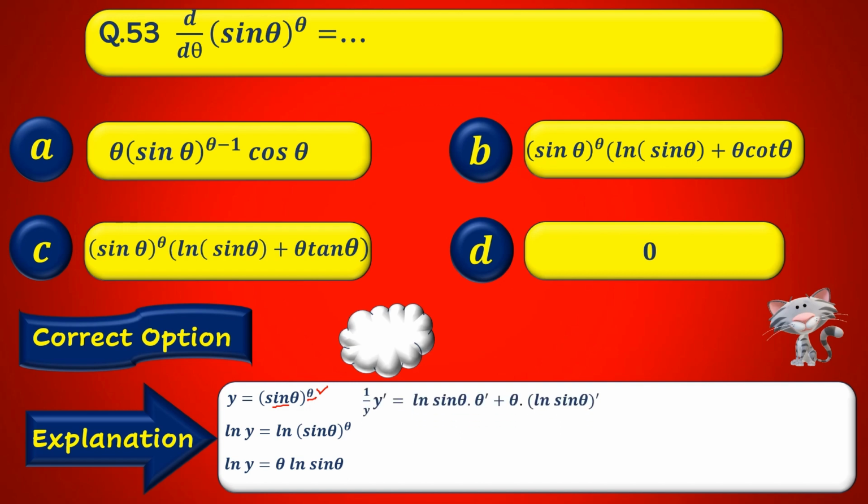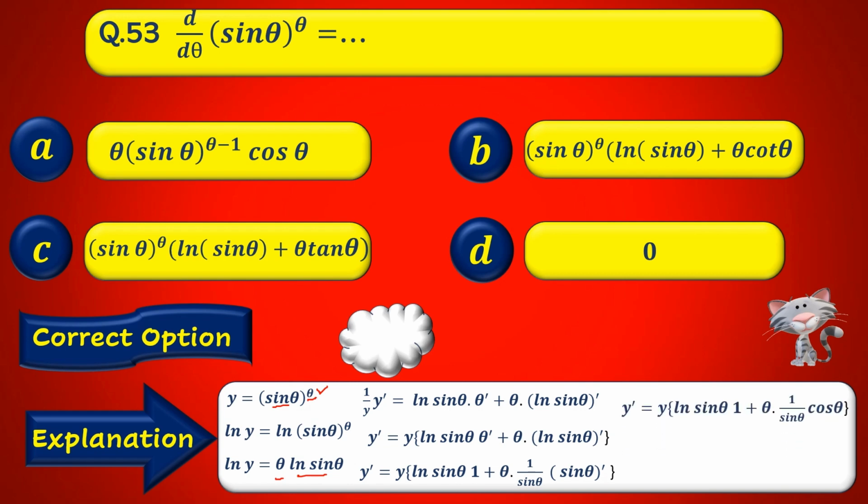Now we take the derivative and we get 1 over y into y dash is equal to log of sine theta into theta dash plus theta into log of sine theta whole derivative. Here we have applied the product rule. Now, after taking the derivative, y dash is equal to y into log of sine theta into 1 plus theta into 1 over sine theta into derivative of sine theta. So eventually it becomes sine theta raised to power theta into log of sine theta plus theta into cotangent theta. Here the value of y has been replaced by sine theta raised to power theta. So the correct option is option B.